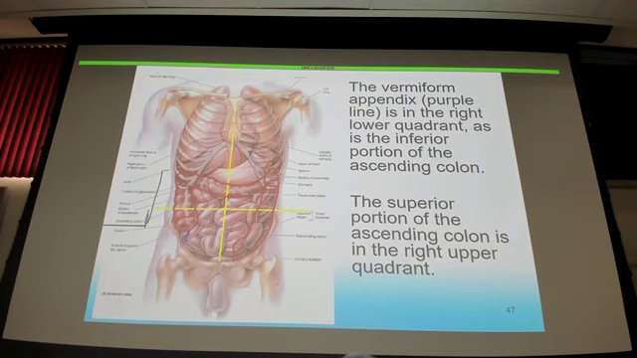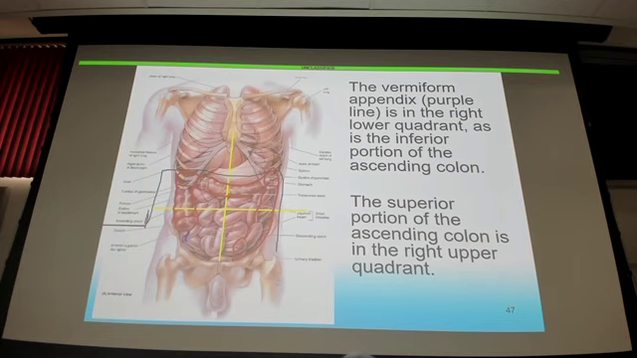And then it's going to make a turn, and it's going to go across. It's actually called the hepatic flexure, but that's not on it. It's going to go across, and this is the transverse colon. It's going to the other side, and then it will make another turn at the splenic flexure there, and it will go to the descending colon. So what the slides are saying is if you're looking for the superior portion of the ascending colon, that is in the right upper quadrant.